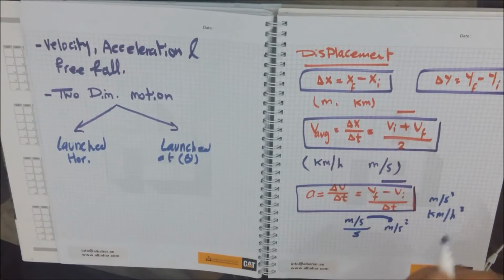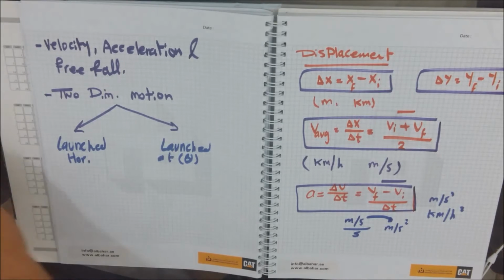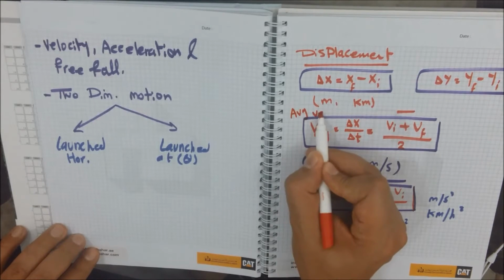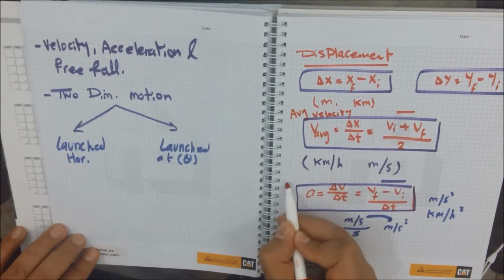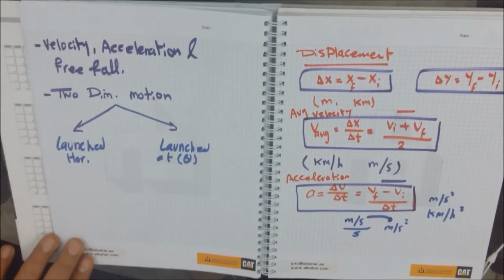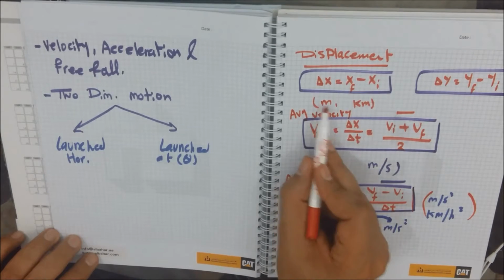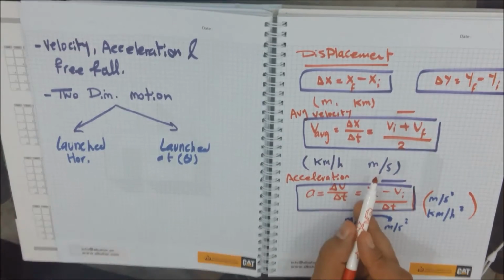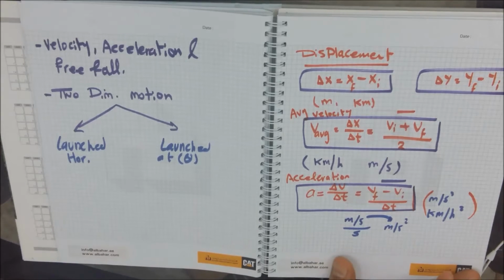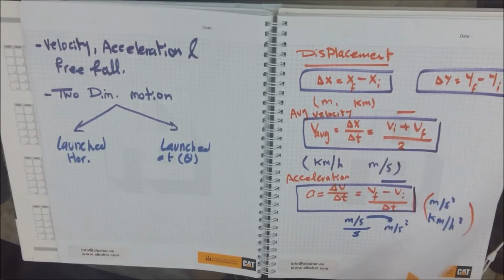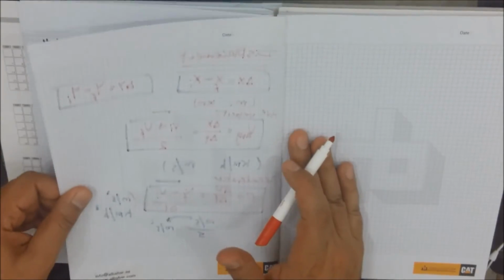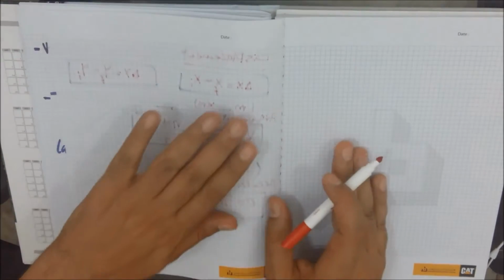So we discussed the displacement, we discussed the average velocity. So let's write it here. This is the average velocity, and this is the acceleration. And we identified the units of each. This is meters or kilometers, this is kilometers per hour or meters per second, and this is meters per second square or kilometers per hour square. So these are the important formulas that you need for the one-dimensional motion.